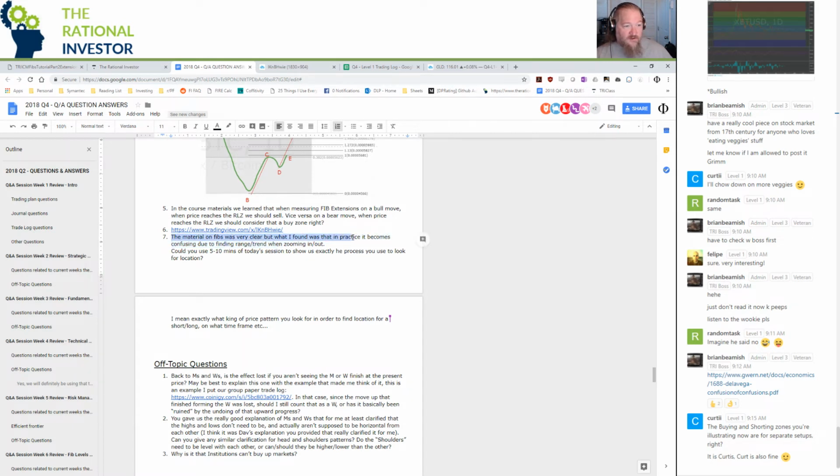Material on fibs is very clear, but what I found was that in practice it becomes confusing due to finding the range trend when zooming in and out. Sure. Can I use 5 or 10 minutes of today's session to show exactly what process I look for in location? And what kind of price pattern do you look for in order to find location for short or long?